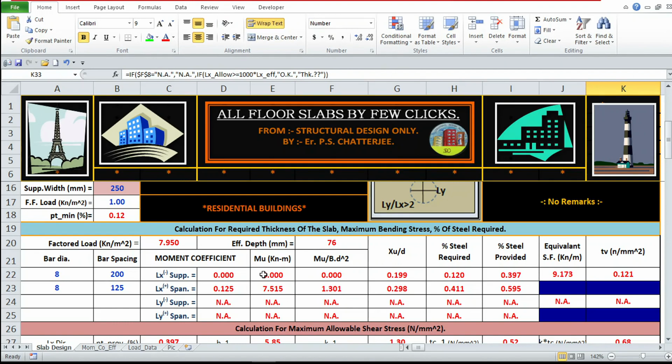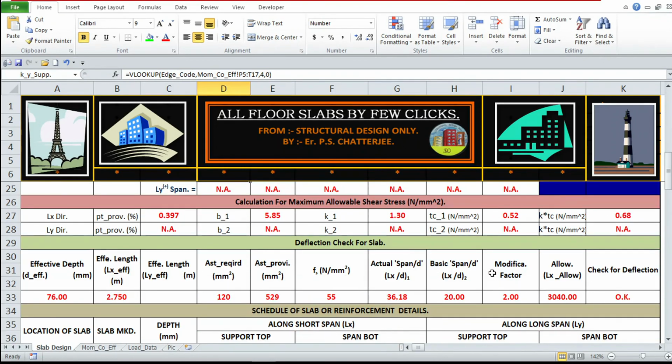Analysis for span moment. Span moment 1.301. Percentage of steel required 0.411. Provided 0.595. Dia 8 and bar spacing 125. If we increase it to 150, still required 0.405 and still provided 0.529. It is okay.